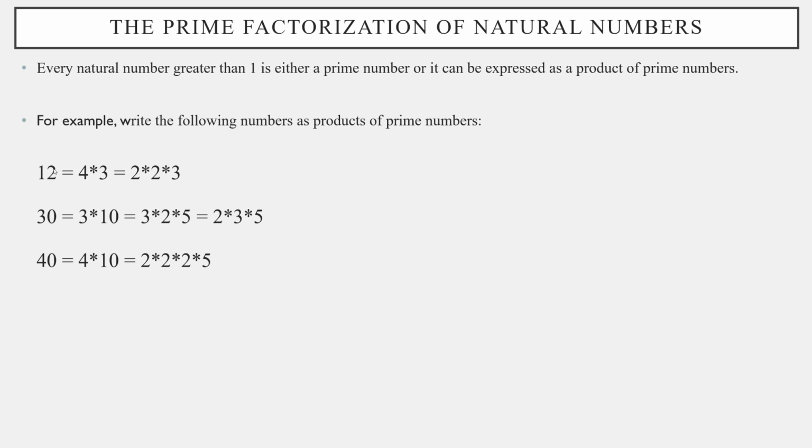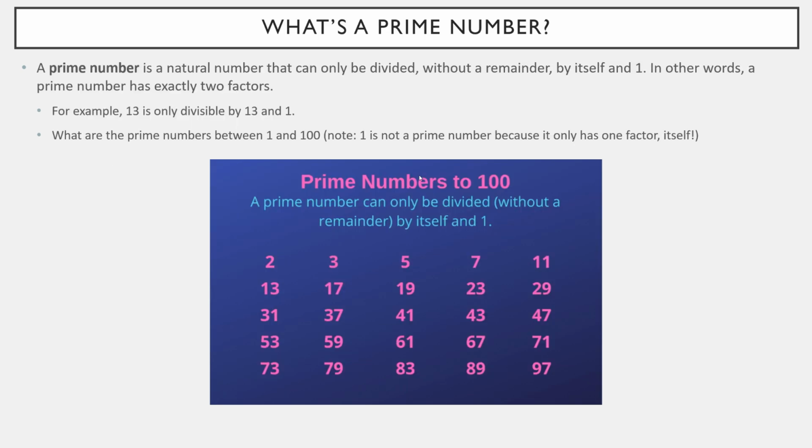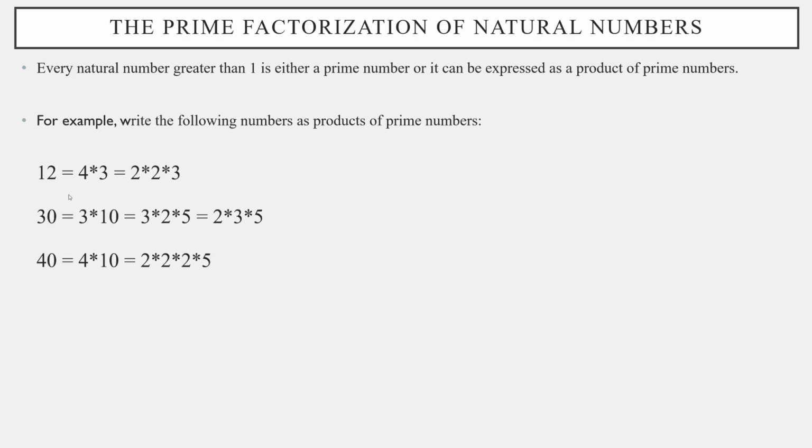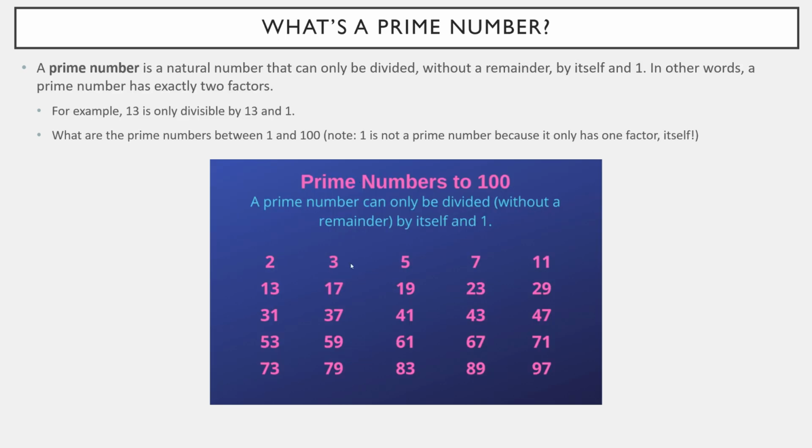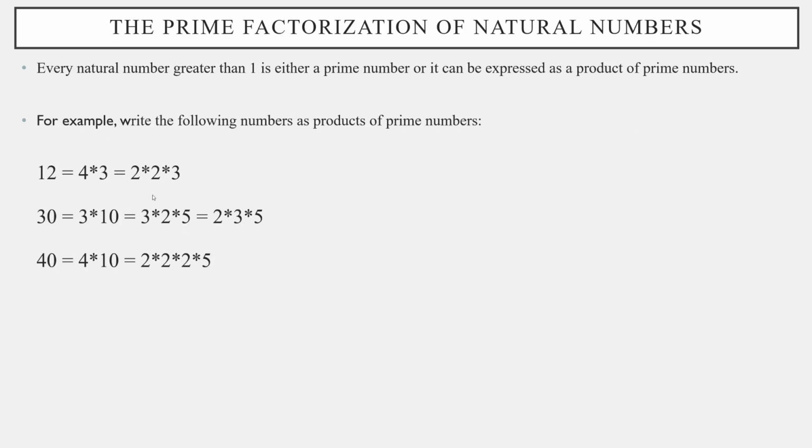So for example, 12 is equal to 4 times 3. Looking back, 3 is a prime number. But wait a second, 4 isn't. But then I notice that 4 is the same as 2 times 2. So 12 is the same thing as 2 times 2 times 3, and all of these are prime numbers.